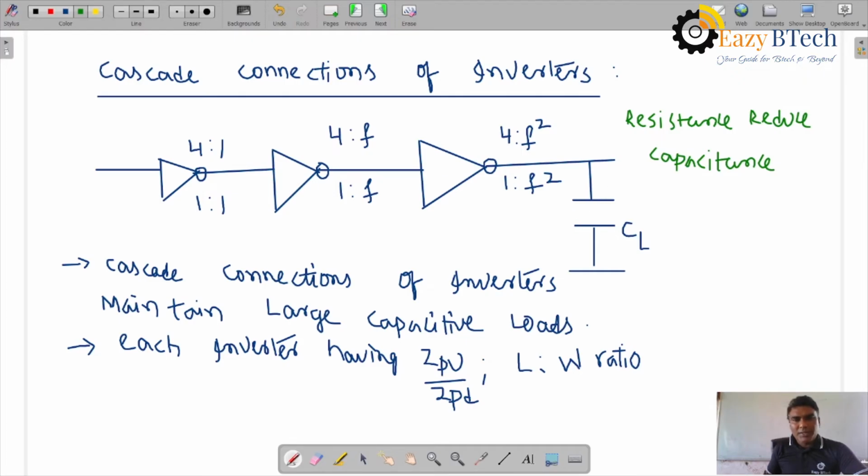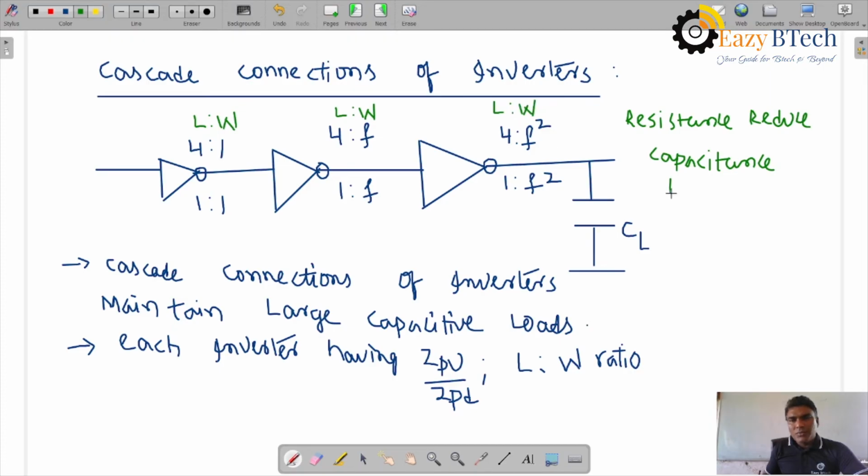Cascading connections of inverters should maintain the large capacitive loads. So each inverter has the pull-up pull-down ratio L is to W, where L is the length of the channel and W is the width of the polysilicon. Length cannot be changed; it is a fixed size in each design. Only the width parameter can be changed, F and F squared, right?